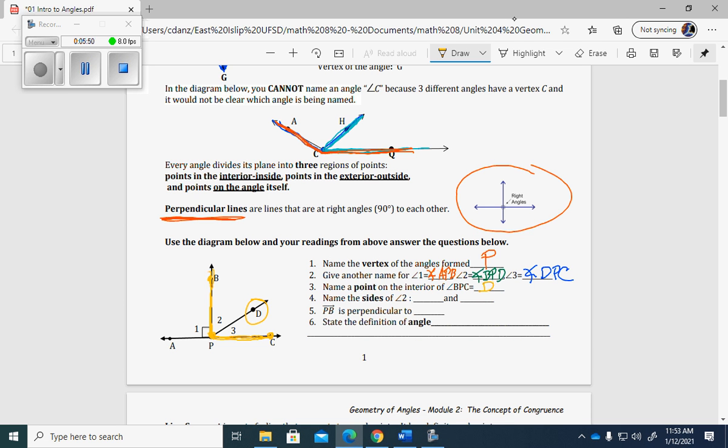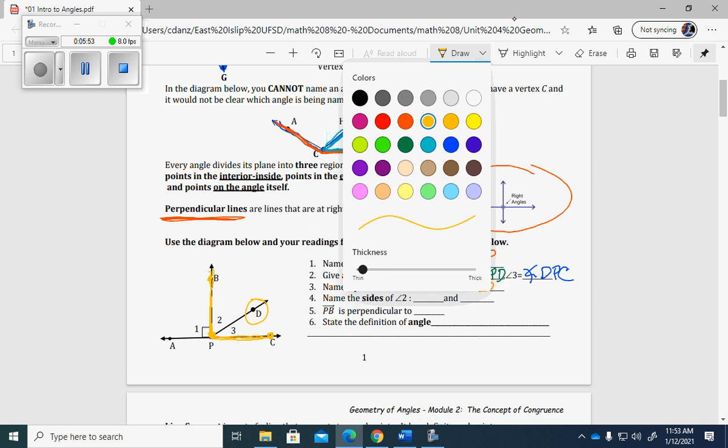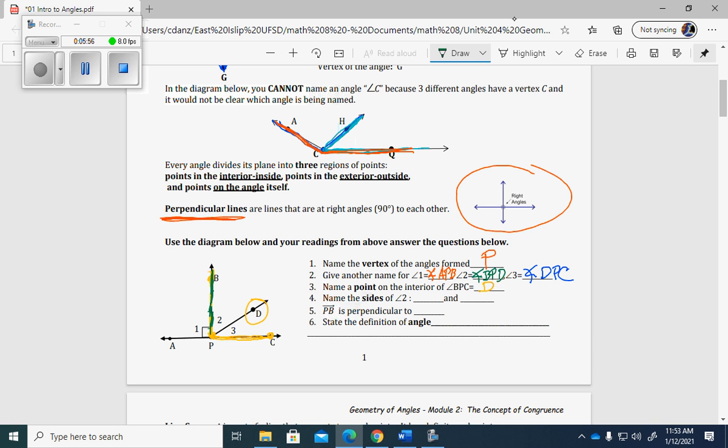The sides of angle 2, so let me go back to highlighting angle 2. Remember, sides of an angle are rays. When you name a ray, you always start at the endpoint. So one of the rays is PB. In order to know this is a ray, we use a symbol above these letters, which is just a line with an arrow at one side, because a ray has one endpoint and it goes forever in the other direction. The other side is PD, and we've got to put that ray symbol above it.